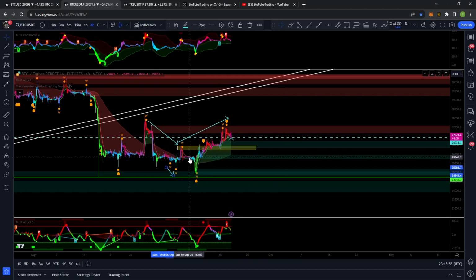What kind of percentage are we looking at? Because that wasn't valid until the candle close.